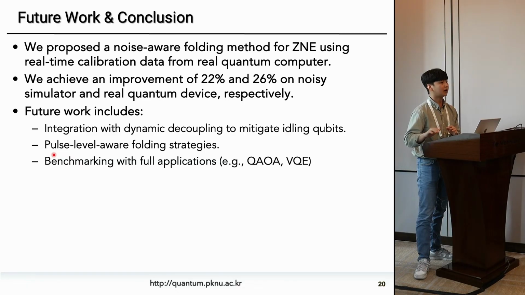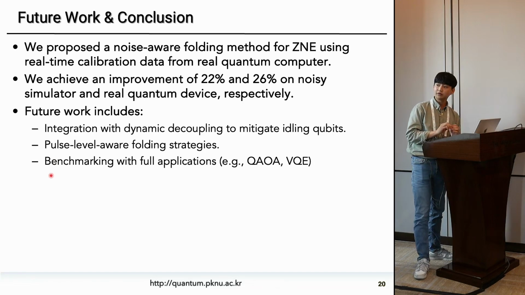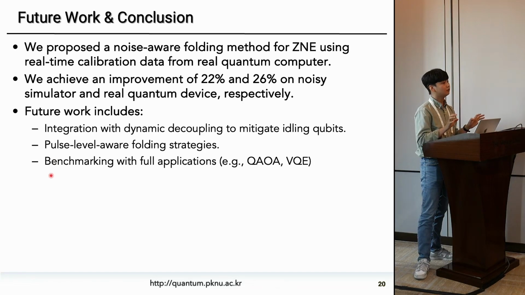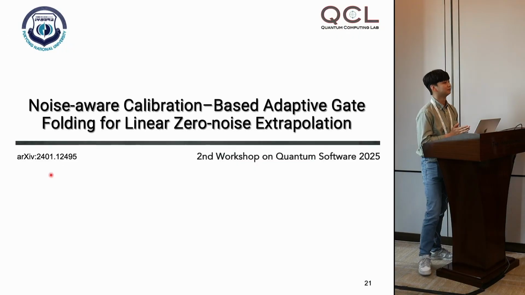If we want to dive deeper, maybe we can consider the pulse shaping level as well. At that point, we have higher control over how we want to fold the gate pulse sequence and can address much better where the noise occurs. Also, this one is just a full application benchmark. In my research, I want to focus more on quantum machine learning algorithms as well. Yes, so that is all for today. Thank you.